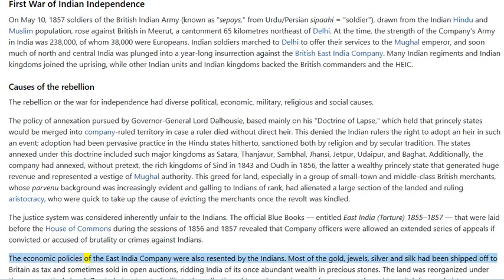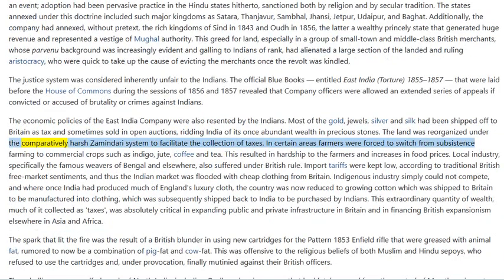The economic policies of the East India Company were also resented by the Indians. Most of the gold, jewels, silver and silk had been shipped off to Britain as tax and sometimes sold in open auctions, ridding India of its once abundant wealth in precious stones. The land was reorganized under the comparatively harsh zamindari system to facilitate the collection of taxes. In certain areas, farmers were forced to switch from subsistence farming to commercial crops, such as indigo, jute, coffee, and tea. This resulted in hardship to the farmers and increases in food prices.